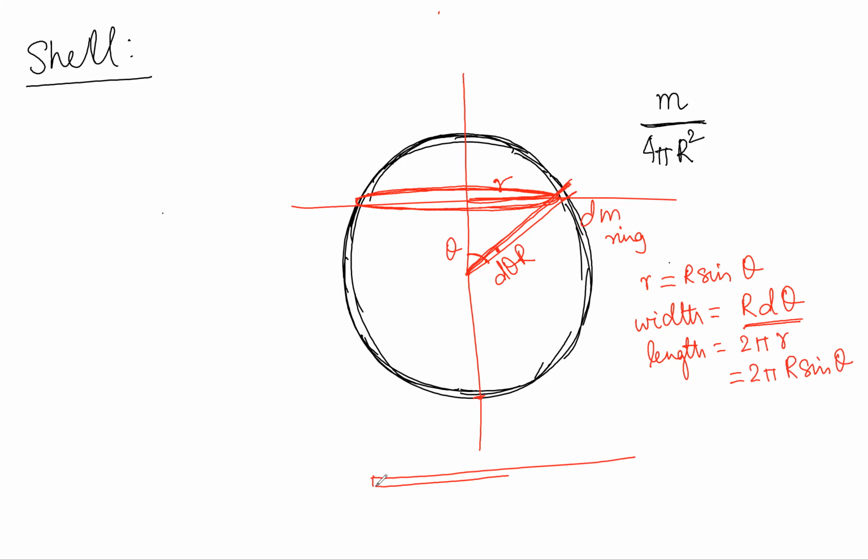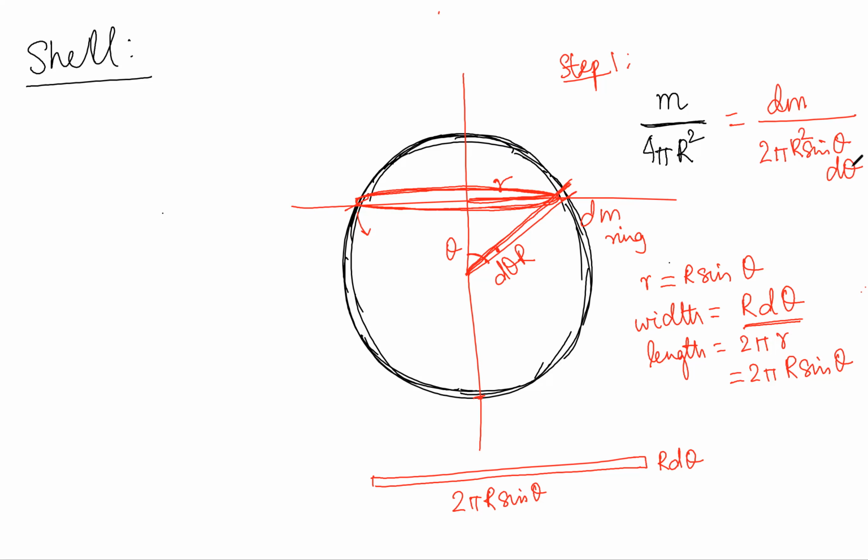You will get a very long rectangular strip. If you cut it and you open it, you will get a very long rectangular strip. What's the length of this strip? 2 pi r sin theta. Okay? What is the width of the strip? r d theta. So we can now write, instead of our step 1, the mass of our very small element is equal to dm. We need to find dm, that's our step 1. But we will write the area of this strip is equal to 2 pi r sin theta into r d theta. So that makes it 2 pi r square sin theta d theta.